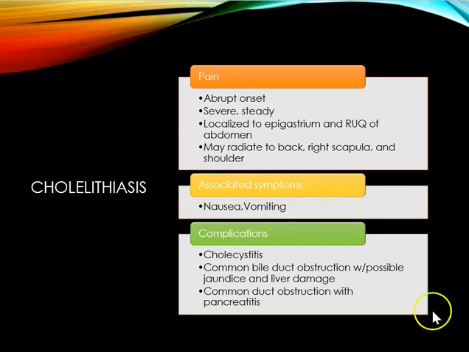So complications of this, they could end up with cholecystitis. That is the inflammation of the gallbladder. They could have common bile duct obstruction that could lead to jaundice and liver damage, and that causes the bile to reflux back up into the liver. And a common duct obstruction with pancreatitis, and pancreatic enzymes will not be able to pass through and enter into the small intestine.